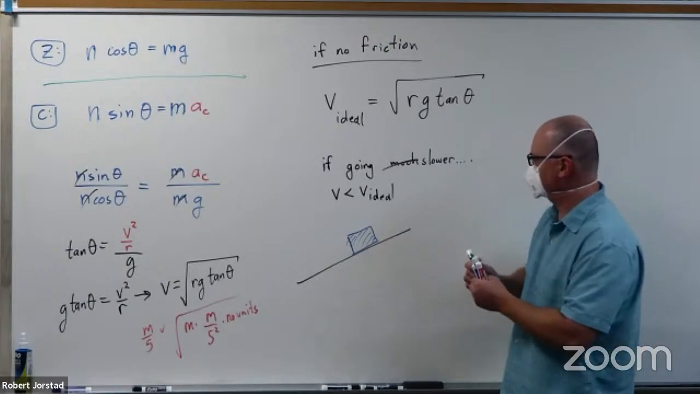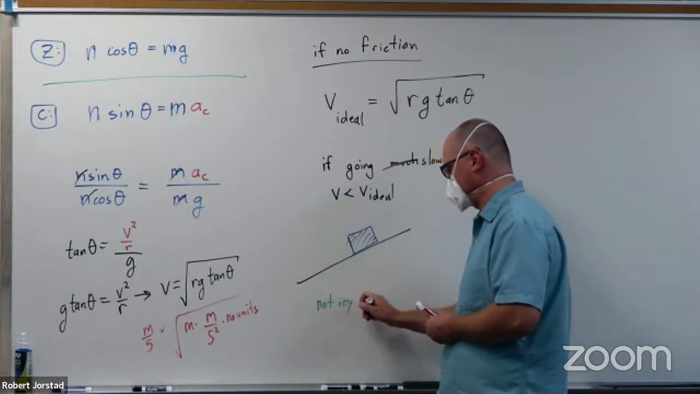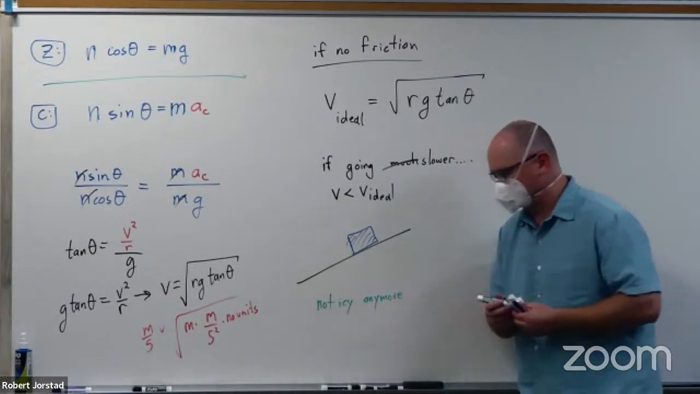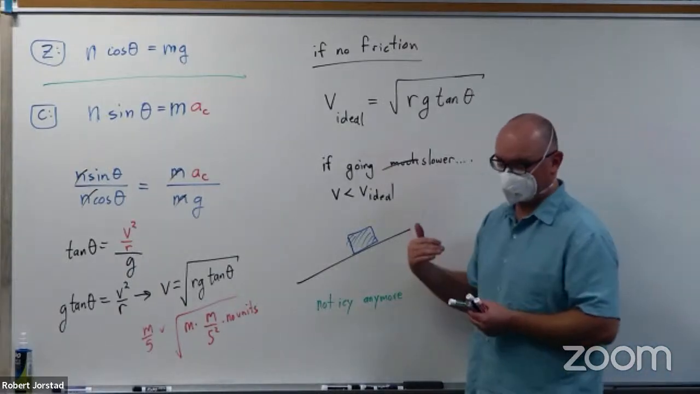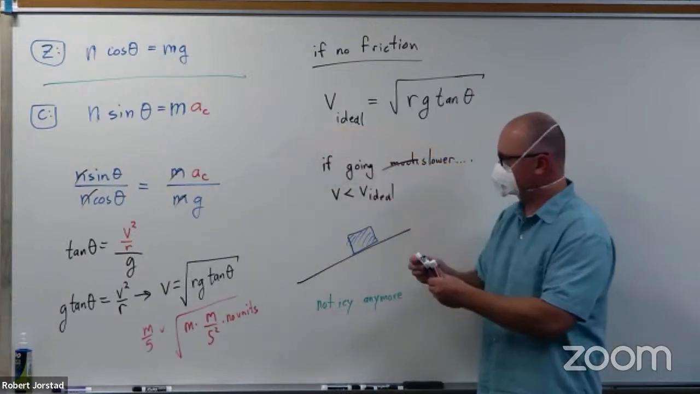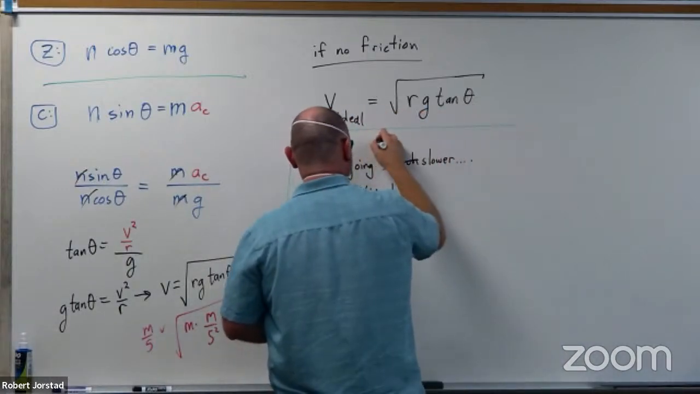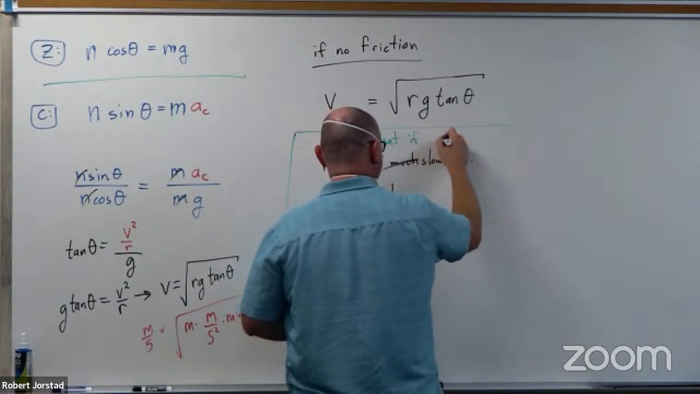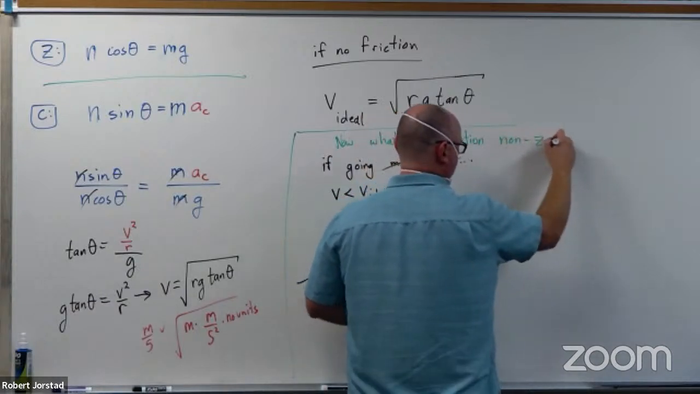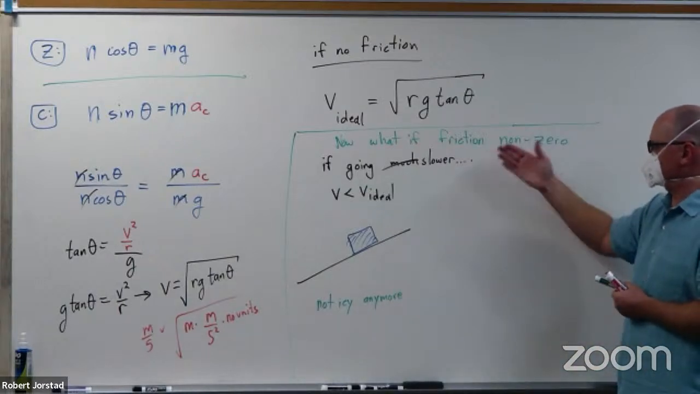Okay, now, going much slower, and how about I say, not icy anymore. Sorry, I didn't make that clear. That's my bad. Let's say it's not icy anymore. So this is going forward. We want to add in friction now, right? Everything up to this point was no friction. So now I want to think about what happens if friction is non-zero.